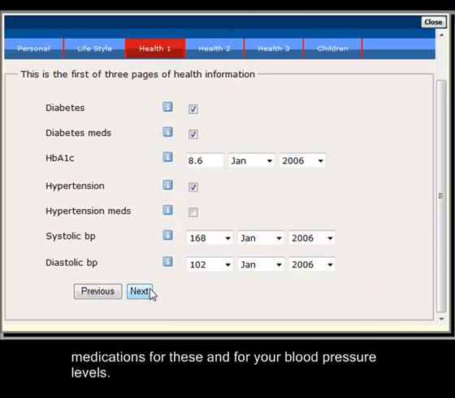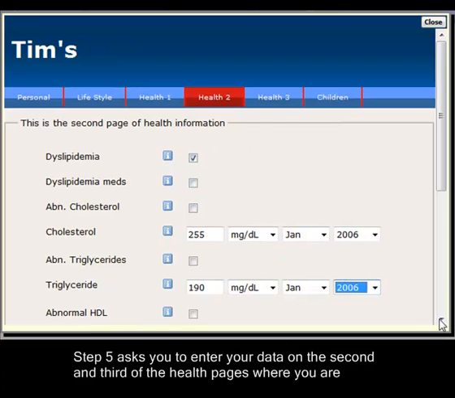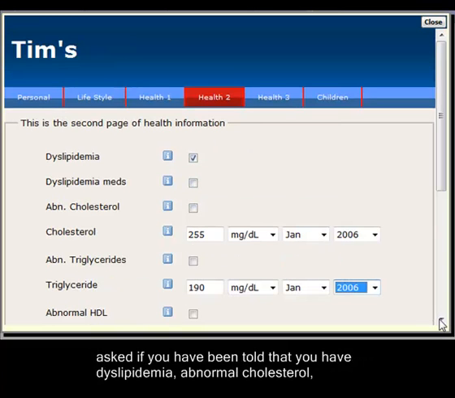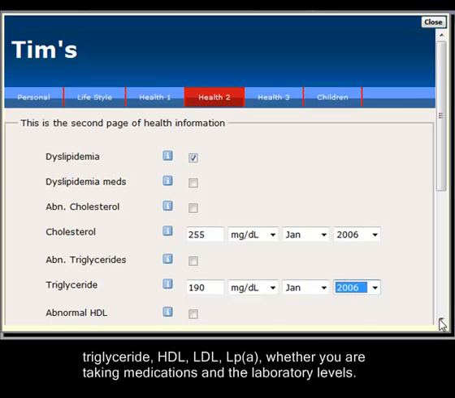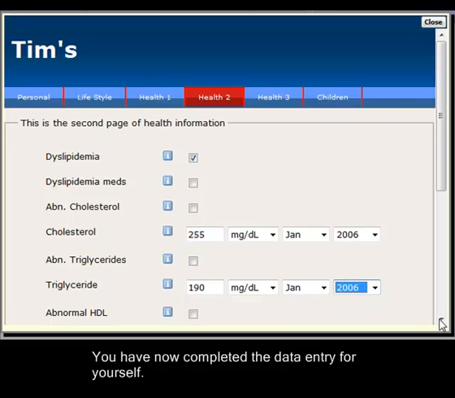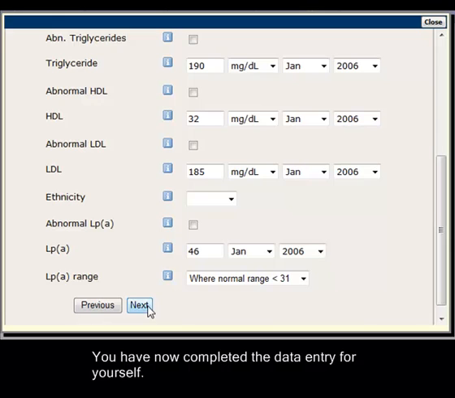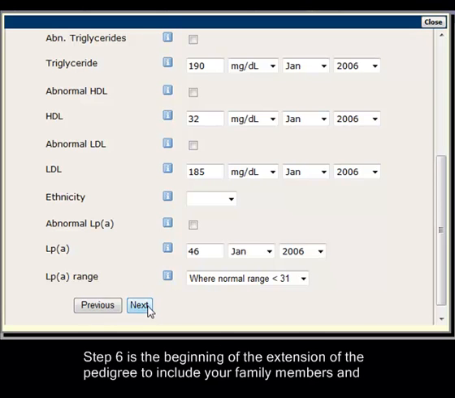Step 5 asks you to enter data on the second and third of the health pages, where you are asked about abnormal cholesterol, triglycerides, and other tests. As you can see, you are also asked for the laboratory values for these tests. You have now completed the data entry for yourself.